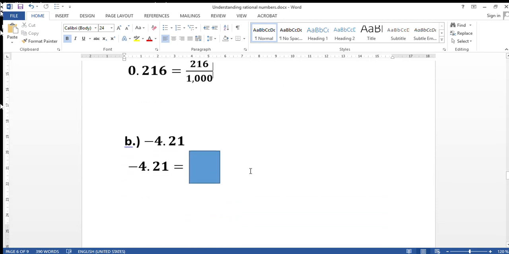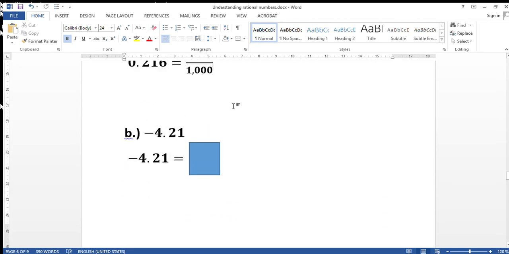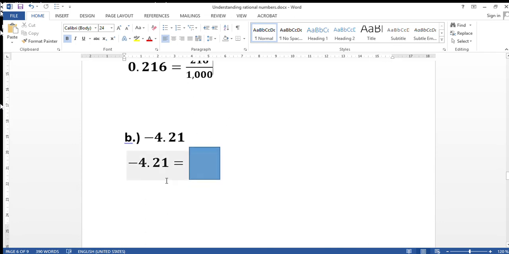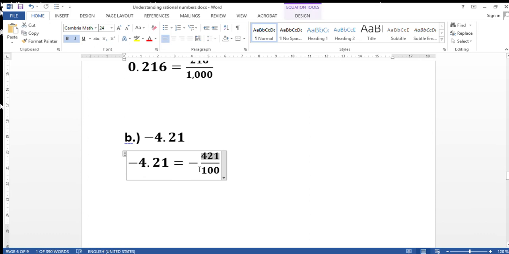Next up we have negative 4.21. Again we have a decimal point, so we move it to the right and count how many places we had after the last number. We have 1, 2, so we write it as negative 421 over 100.